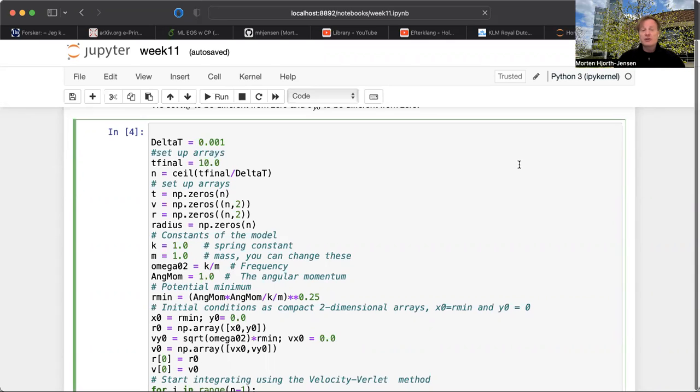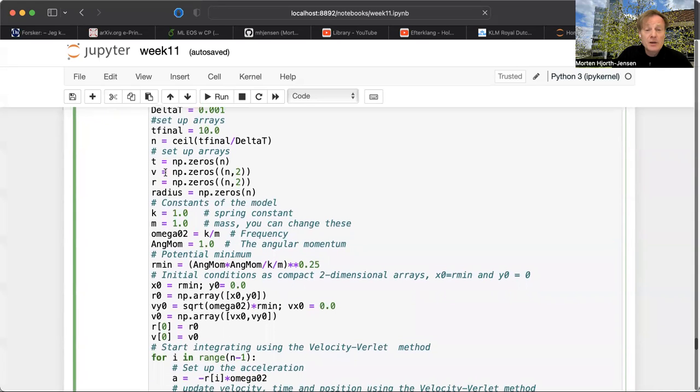So if we look at the first code, we have the standard definitions. We define a final time, which is now 10 dimensionless time units. We define a step size in time, which is 10 to the minus 3. We find the number of integration points or mesh points. We define now a two-dimensional array in X and Y with endpoints. So this is actually a matrix. And we do the same for the radius. So this is our two-dimensional radius and two-dimensional velocity.